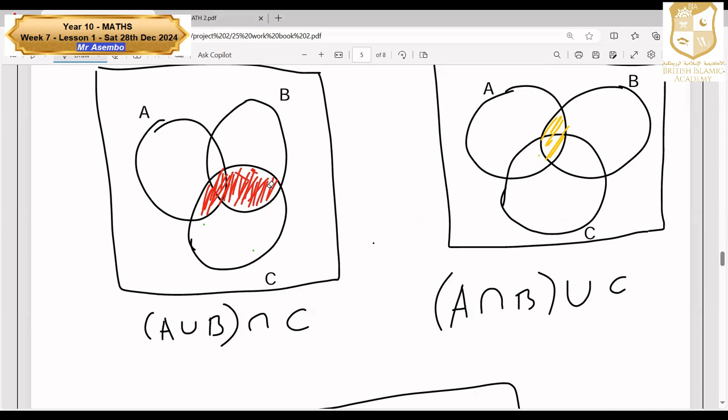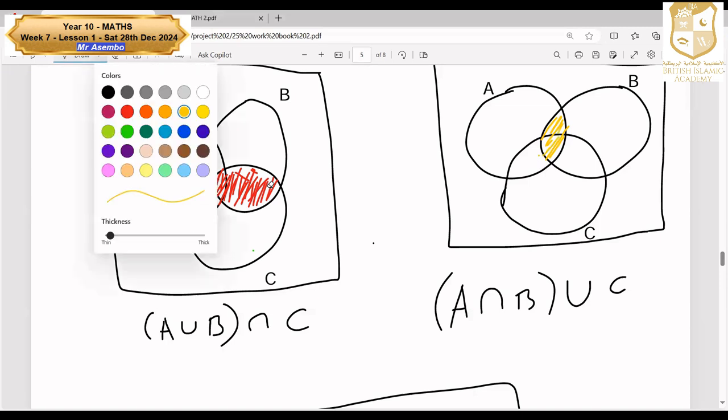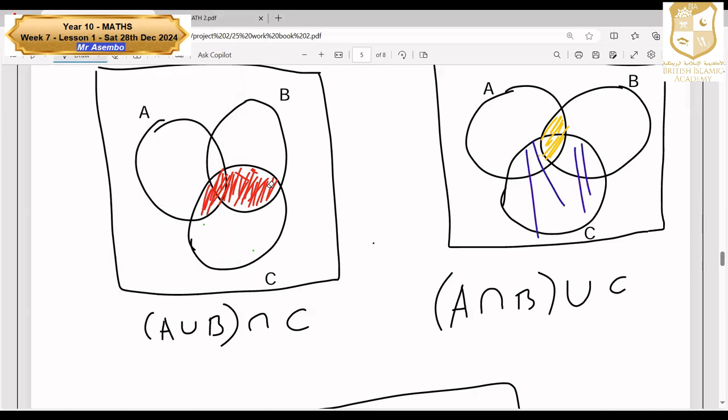Now, union C, let me use a different ink here. Remember, the members of C are this. Remember this one, I said we try out first, then we check which one is appearing both sides. Be very keen which part is reappearing both sides. Where blue and yellow are meeting, that means the place we have shaded both of them.